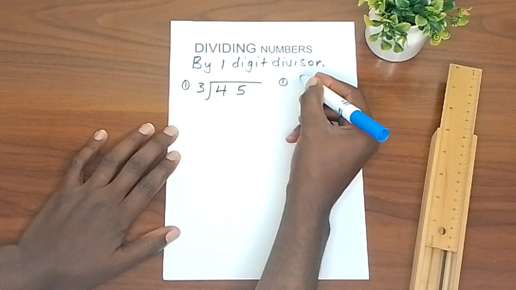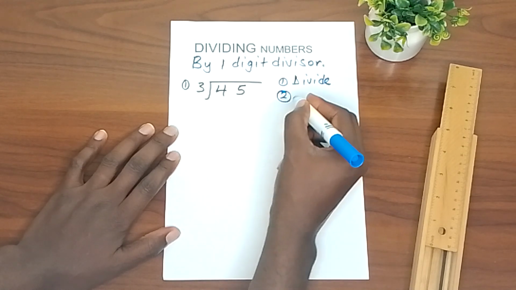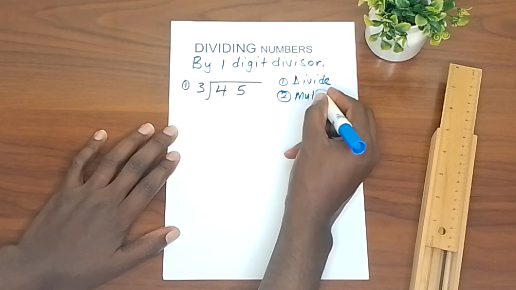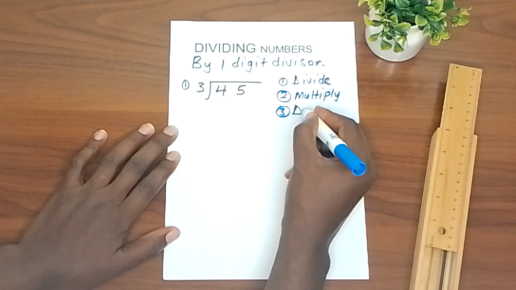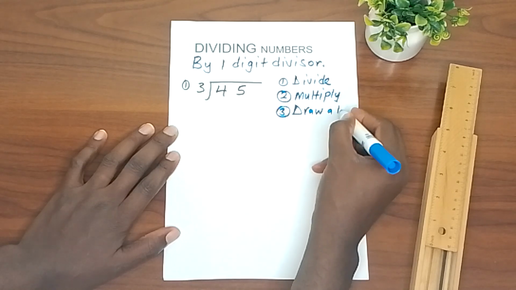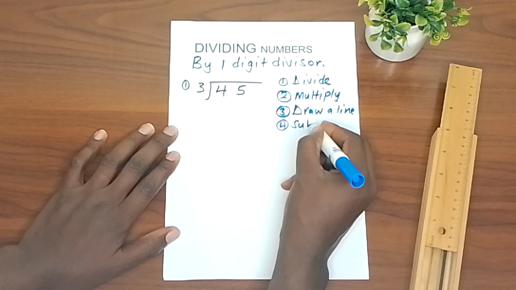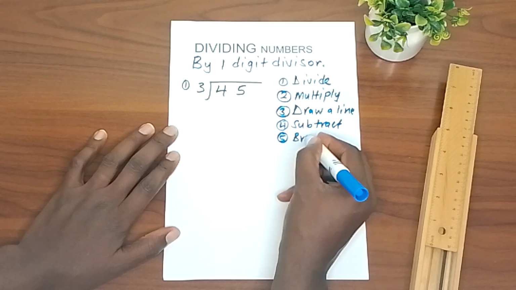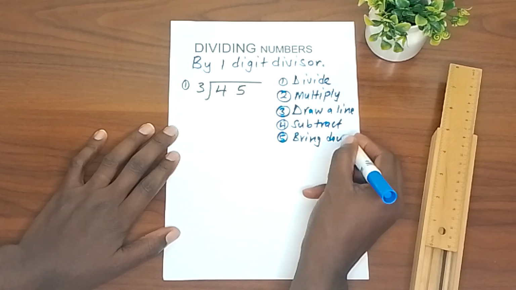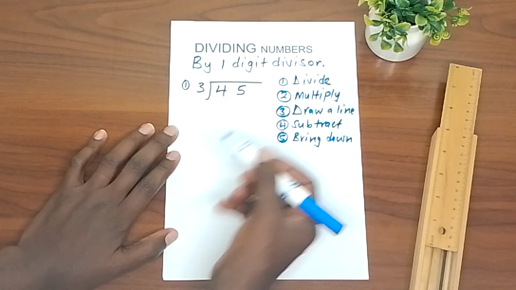Step 1, we divide. Step 2, we multiply. Step 3, we draw a line. Step 4, we subtract. And step 5, we bring down. We are going to be following these steps in all our division problems. So we are going to start with dividing.